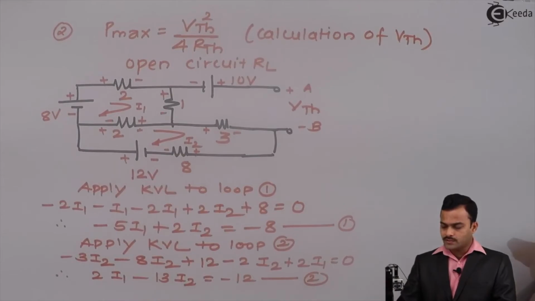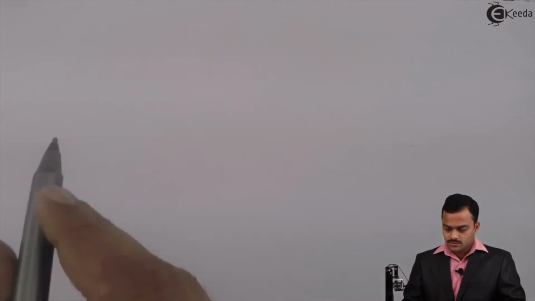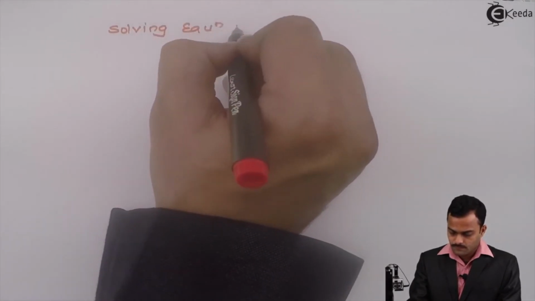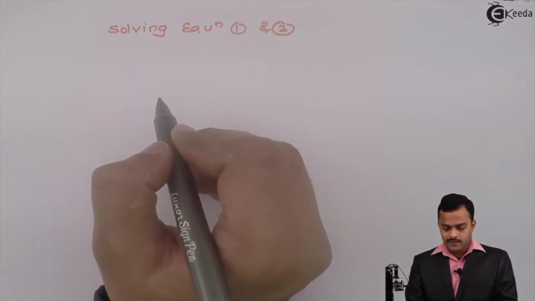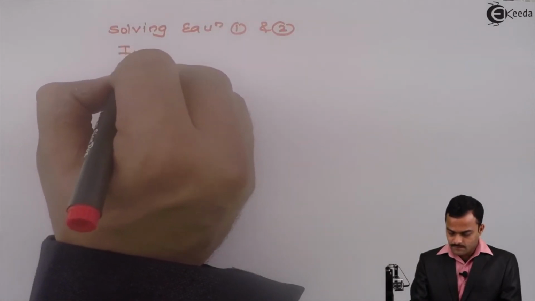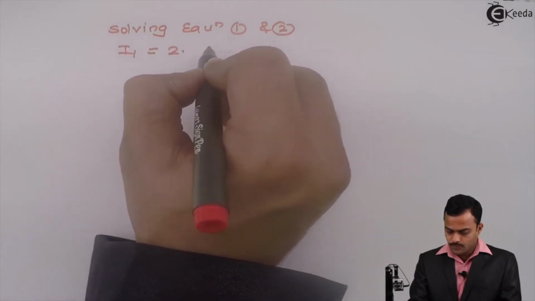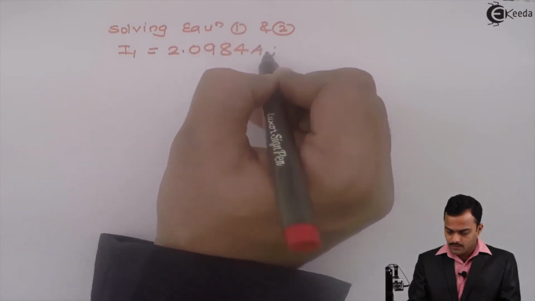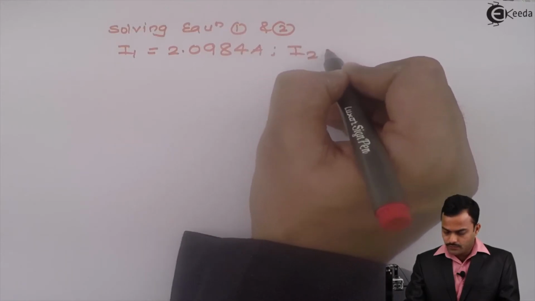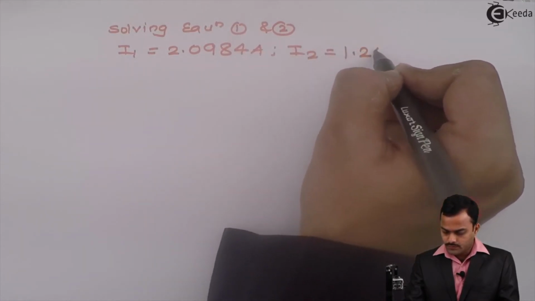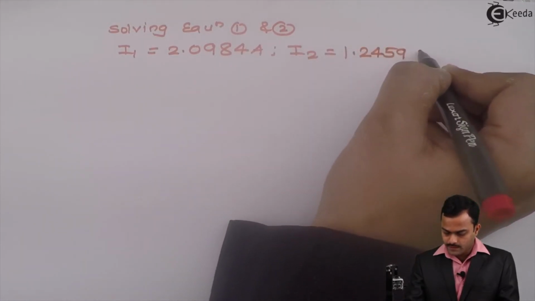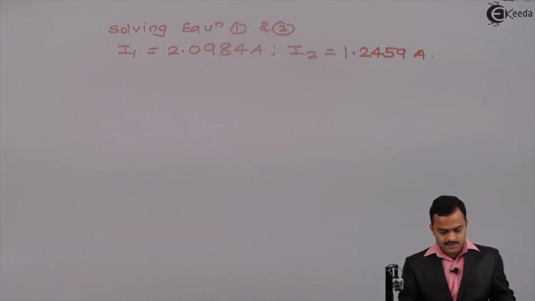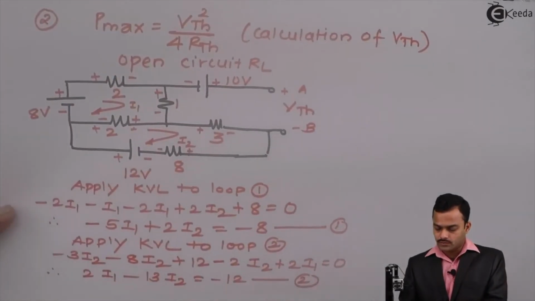So I have two equations and two unknowns. Solving equations 1 and 2, I will get I1 as 2.0984 ampere and I2 as 1.2459 ampere. Now let's see how we are going to use I1 and I2 in the calculation of VTH.